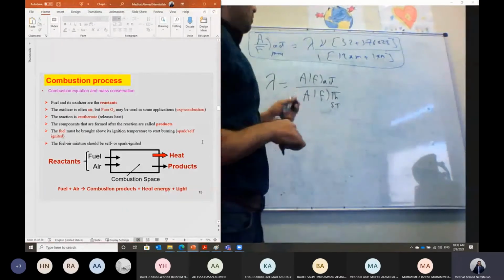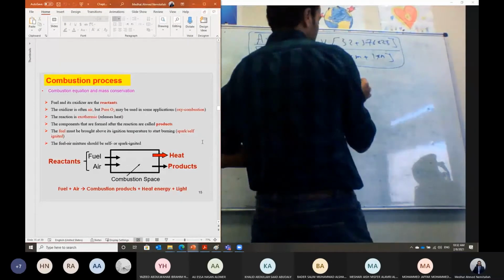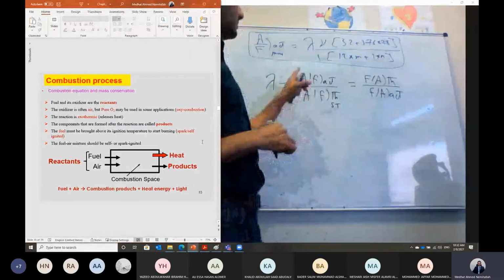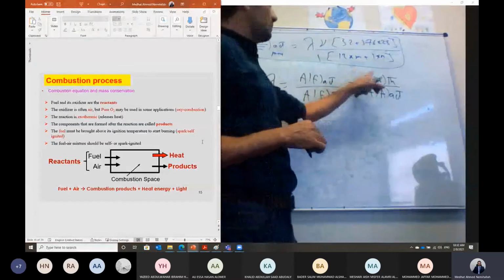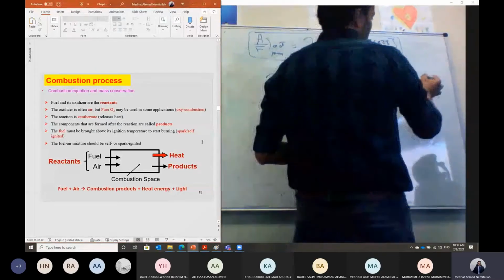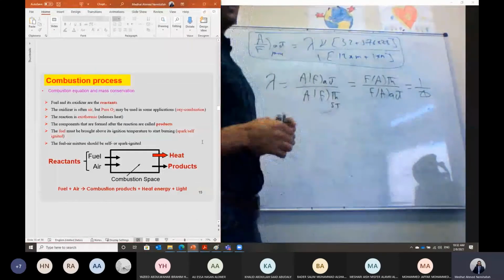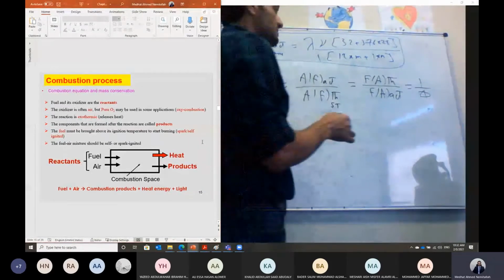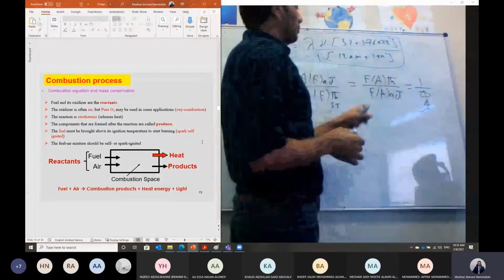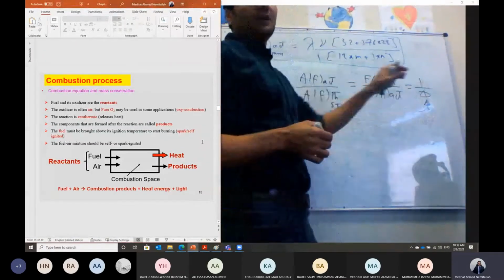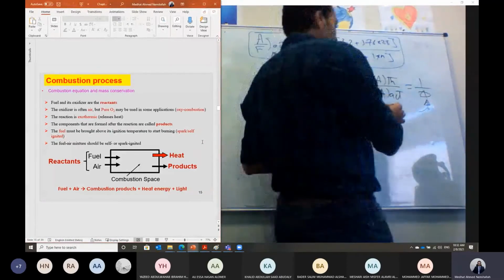Okay? Or we can say, Shabab, it is the theoretical fuel to air ratio divided by the actual fuel to air ratio. But usually, Shabab, in the combustion society, you will not find the excess air factor used extensively. Usually they use another parameter, which is equal to 1 over the excess air factor, or the excess air factor is equal to 1 over phi. Phi represents the equivalence ratio.